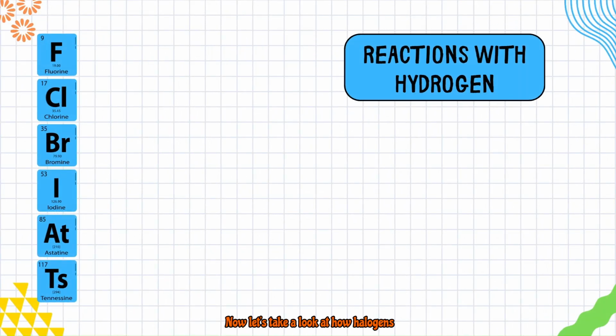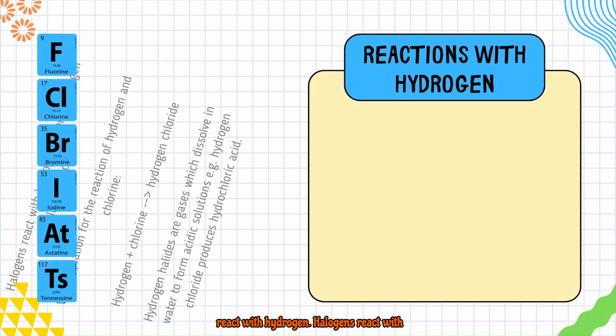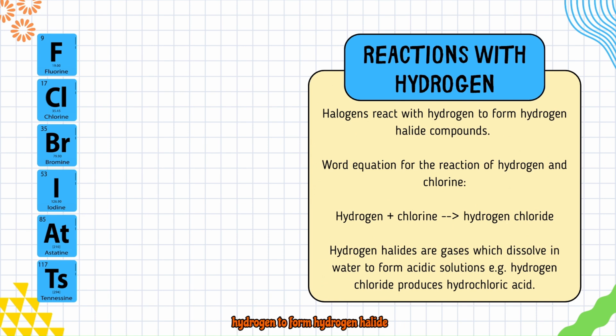Now let's take a look at how halogens react with hydrogen. Halogens react with hydrogen to form hydrogen halide compounds. The word equation for the reaction of hydrogen and chlorine is hydrogen plus chlorine reacts to make hydrogen chloride. The hydrogen halides are gases which dissolve in water to form acidic solutions. For example, hydrogen chloride produces hydrochloric acid.